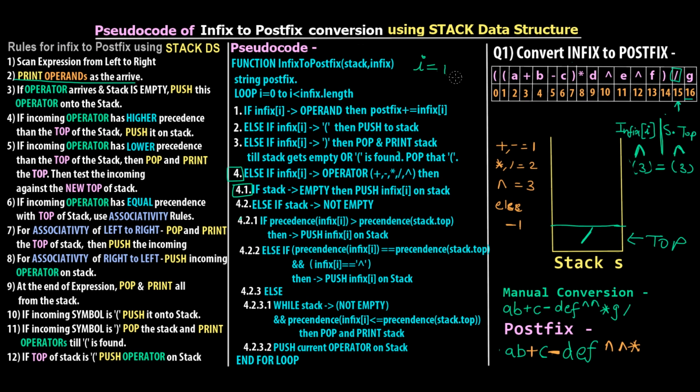I will become 16. 16 is this G. G is a simple operand, so rule number 1 will be applicable. If it is an operand, just put it and paste it into the postfix expression. So I'm gonna write G as it is over here. And now we have exhausted the entire infix expression from 0 to 16. We've scanned the expression from left to right.